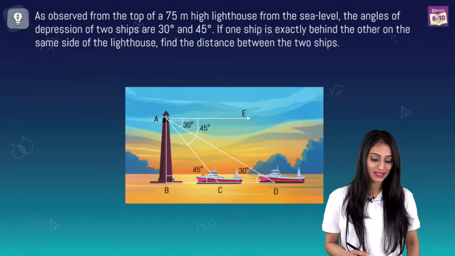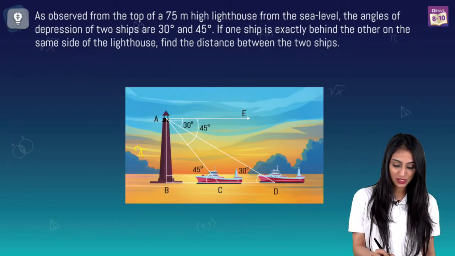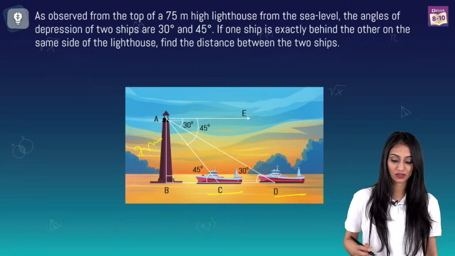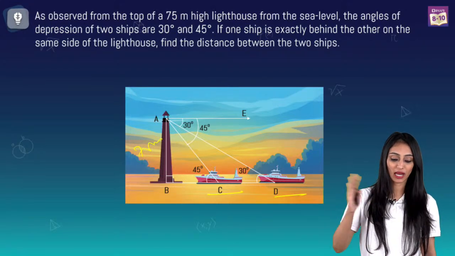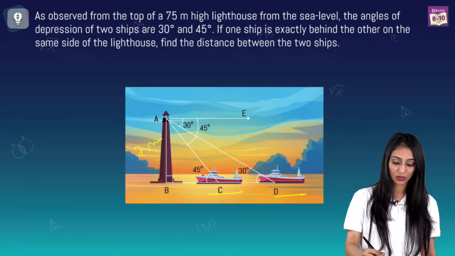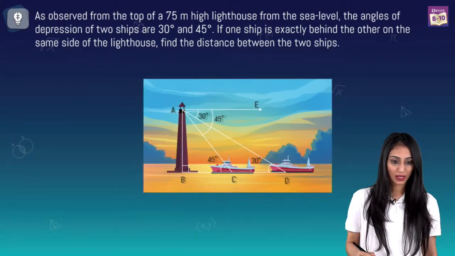So let's take a quick look at the solutions. So 75-meter lighthouse is here and you can see the two ships, right, which are, one is exactly behind the other on the same side of the lighthouse, and we can see the angles over here. Okay.